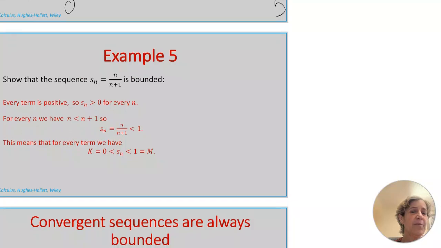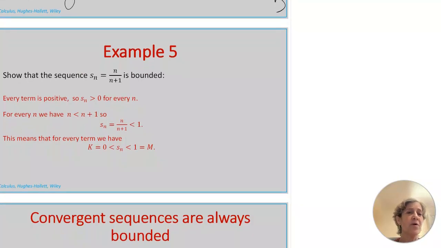So here's an example. This is one that we looked at before, the n over n plus 1. Every term is going to be bigger than 0, again remembering n's are the counting numbers. And also these terms will always be less than 1. So this would be an example of a sequence that's bounded.